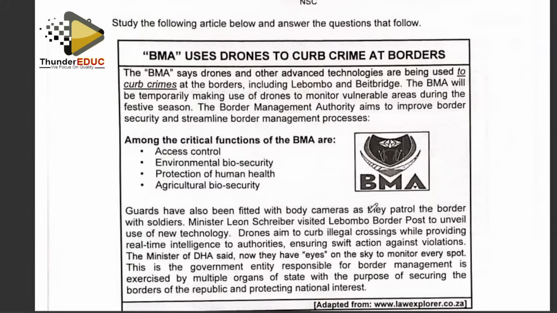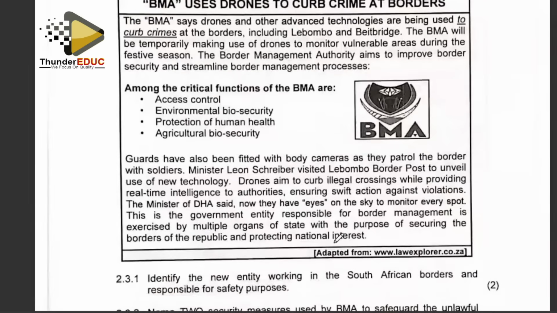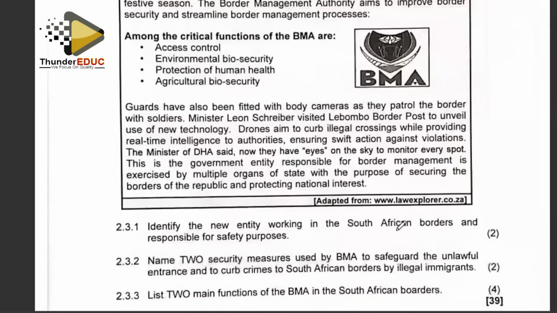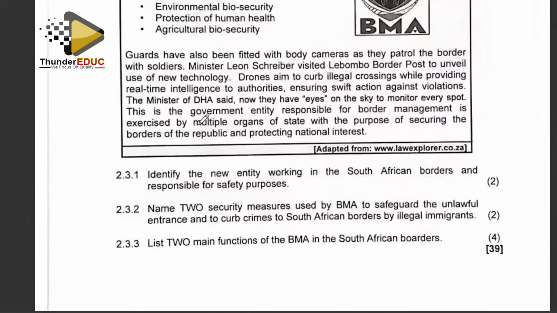Minister Leon Schreiber visited Lebombo border post to unveil the use of new technology. Drones aim to curb illegal crossings while providing real-time intelligence to authorities, ensuring swift actions against violations. The Minister of Department of Home Affairs says now they have eyes in the sky to monitor every spot. This is the government entity responsible for border management, exercised by multiple organs of state, in the process of securing the borders of the Republic and protecting national interest.